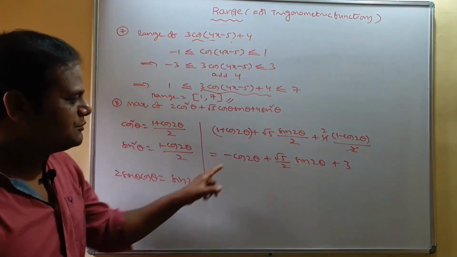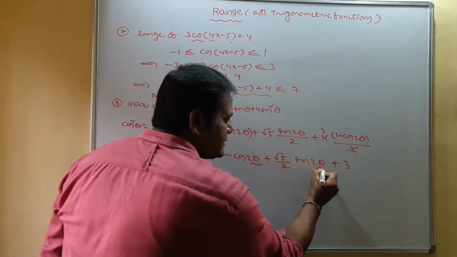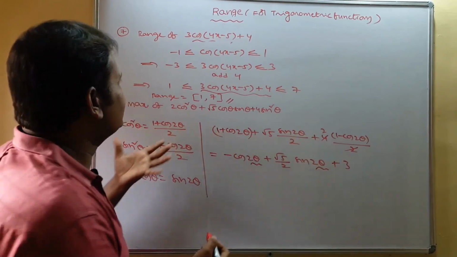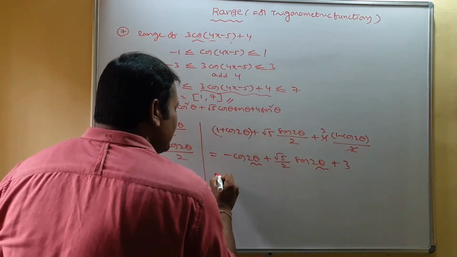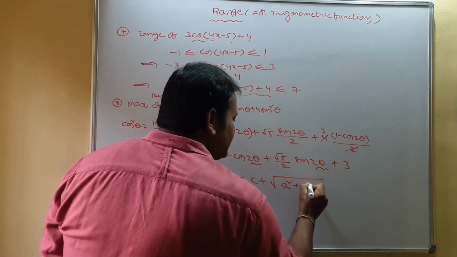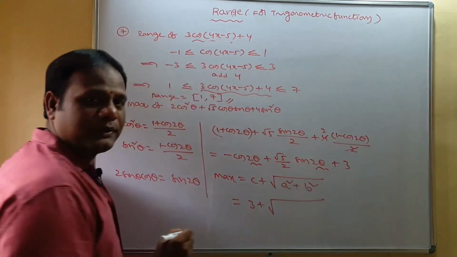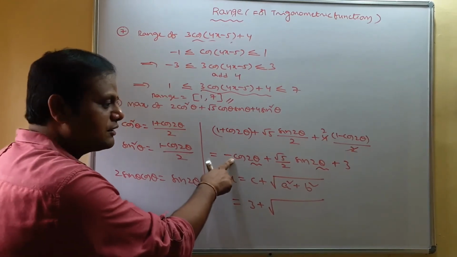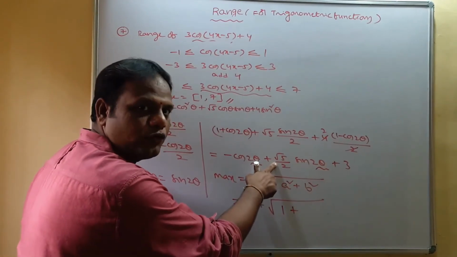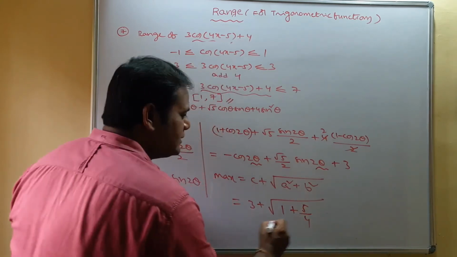That's all. Observe this. Now is it like a cos x plus b sin x plus c? Yes, you can tell that. What is the maximum value for a cos x plus b sin x plus c? It is c plus root a square plus b square. What is c here? That is 3 plus root a square plus b square. What is a? Minus 1, so minus 1 whole square, 1, plus b square. What is b? Root 5 by 2. What is root 5 by 2 whole square? It is 5 by 4. So what is it?